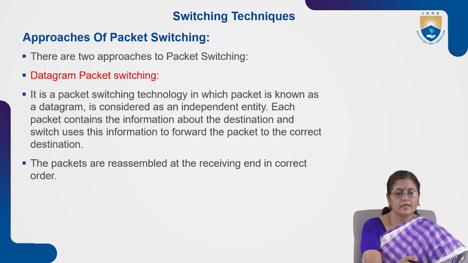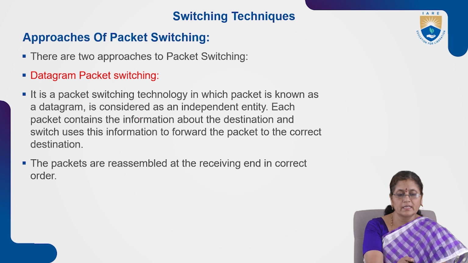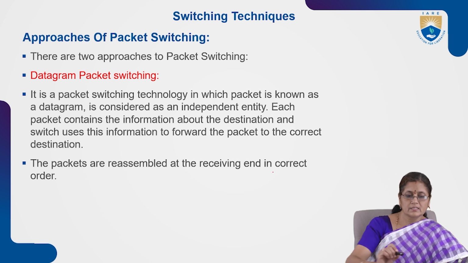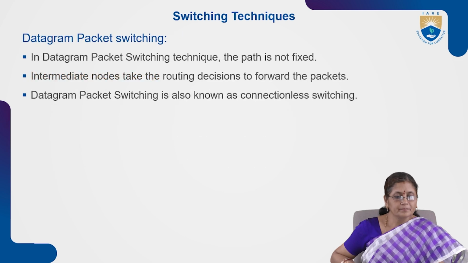So here, this is packet data switching. This is datagram packet switching technology, in which the packets are known as datagrams, and they are considered as independent entities. Each packet contains the information about the destination, and it switches using this information to forward the packet to the correct destination. These packets are reassembled at the receiving end in the correct order. So this is datagram packet switching.